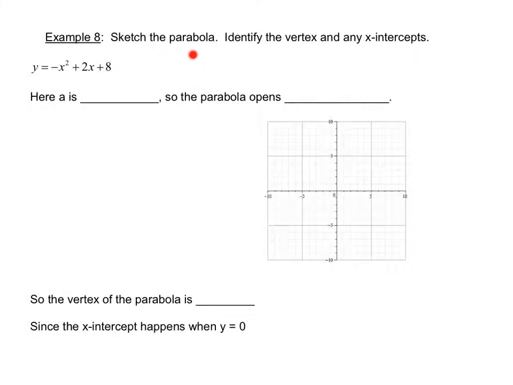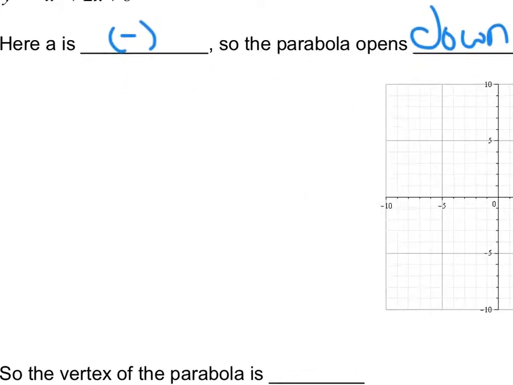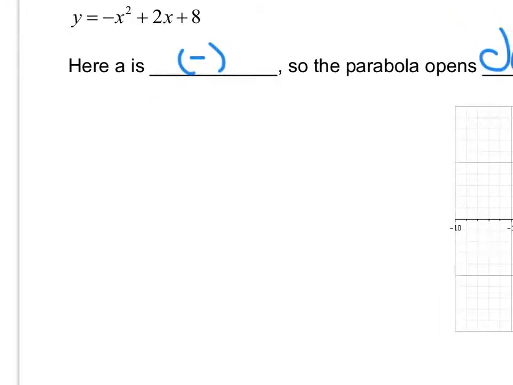Alright, so it says sketch the parabola, identify the vertex, and any x-intercepts. Okay, so that's basically what we just did. Those 2 zeros were the x-intercepts. So here we know that A is negative, so it's going to open down. Okay? So now, let's do some work. Find the vertex, x equals negative b divided by 2 times a. So that's negative 2 over negative 2, which is 1. Plug it in.